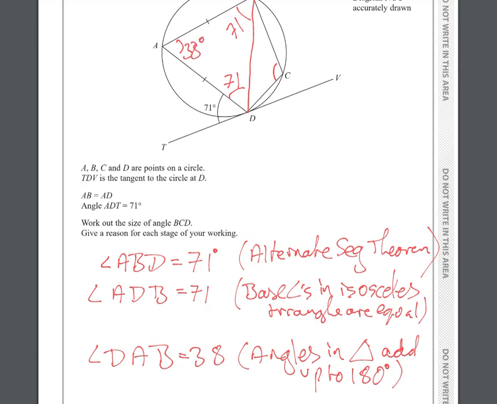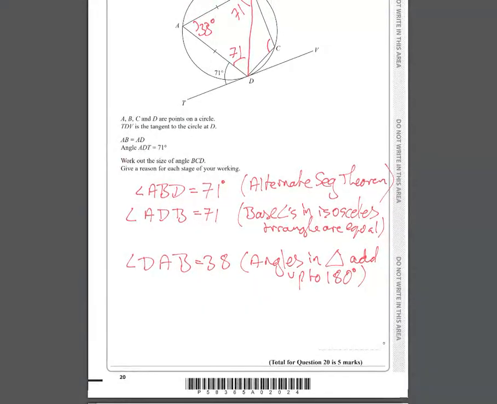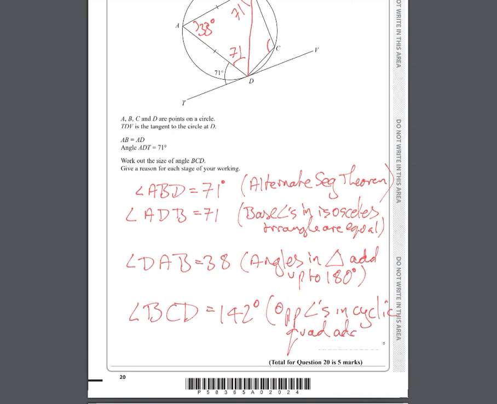Then these are opposite angles in a cyclic quadrilateral, which add up to 180. So the angle we're after, angle BCD, is 180 minus that, which is 142. That is because opposite angles in a cyclic quadrilateral add up to 180 degrees. There you go.